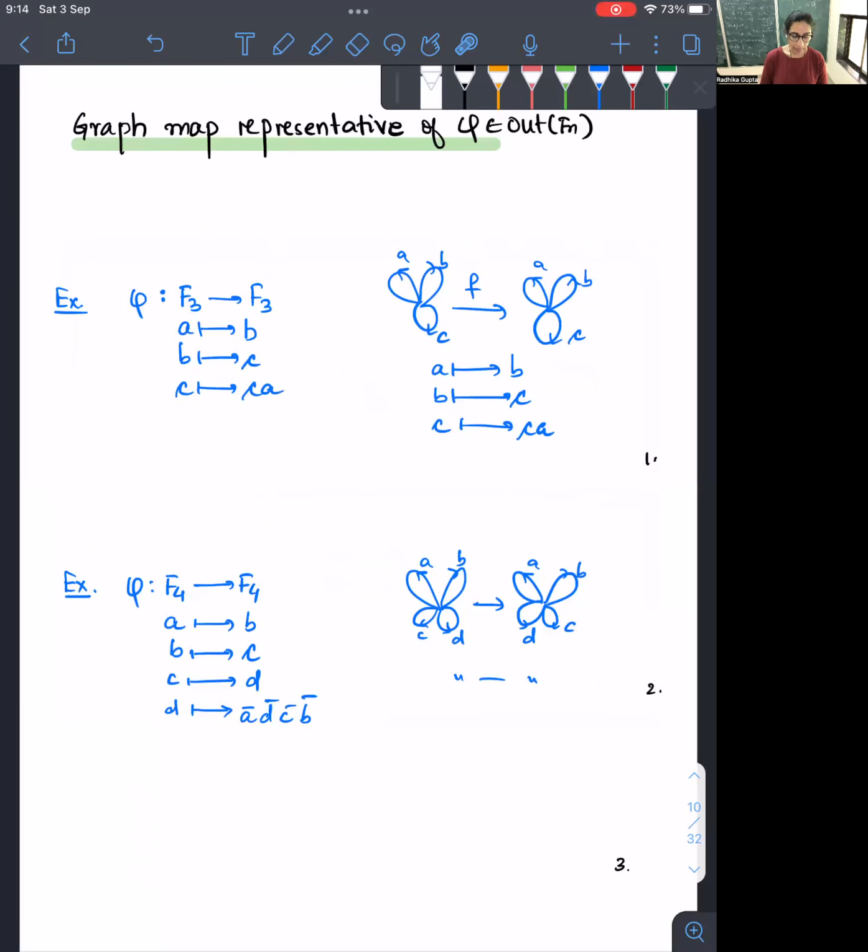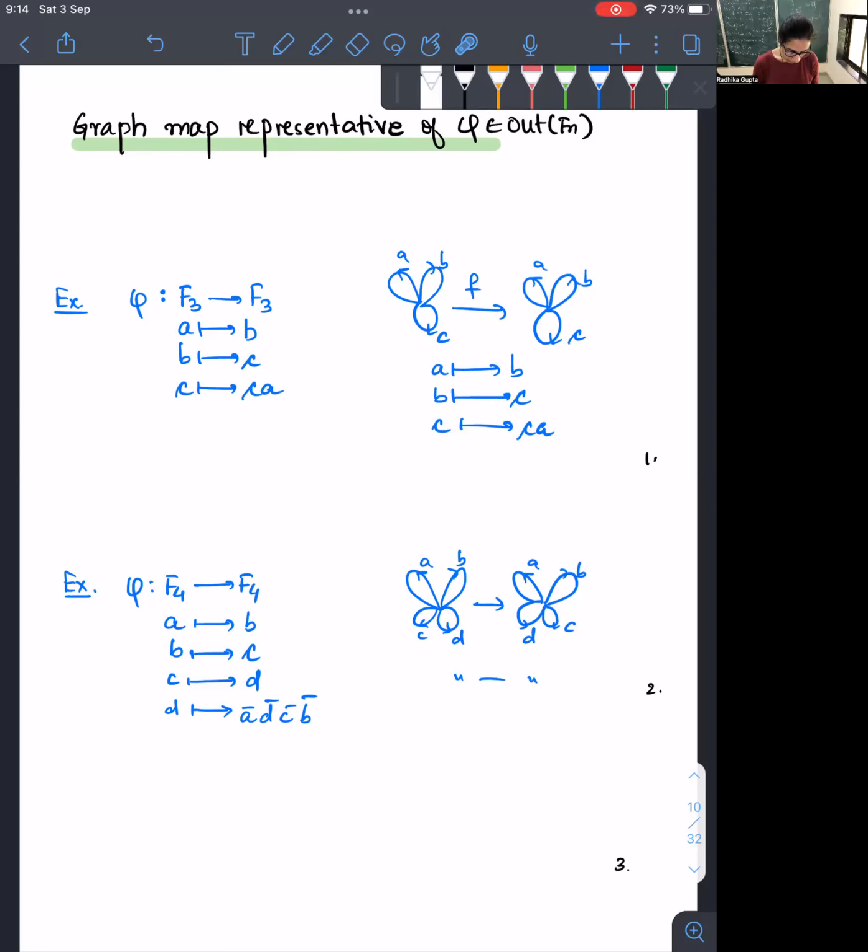Okay. So let's see what is a graph map representative of an outer automorphism. So I have this automorphism. A goes to B, B goes to C, C goes to CA. Well, I can write this graph of rank 3 where the edges are labeled by A, B, and C. And now I can view this map as the edge A maps to the edge B, the edge B maps to the edge C, and the edge C maps to the edge path CA. So now I've viewed my automorphism as a graph map.